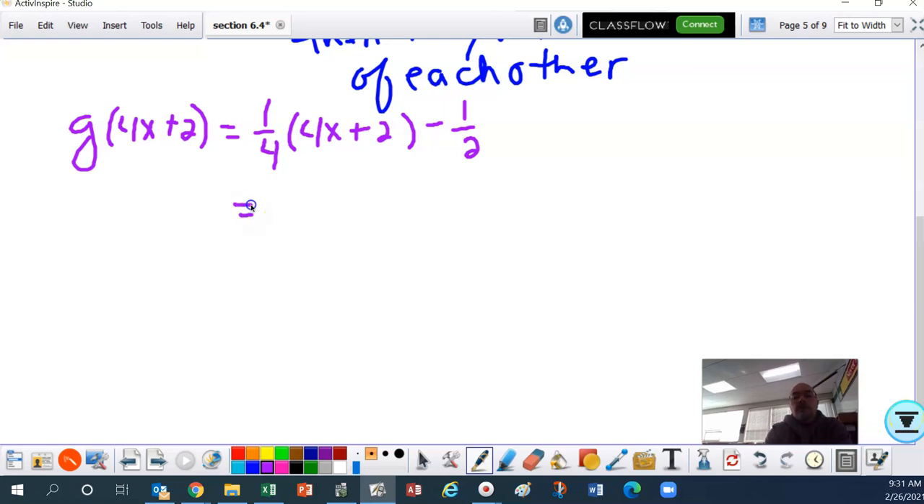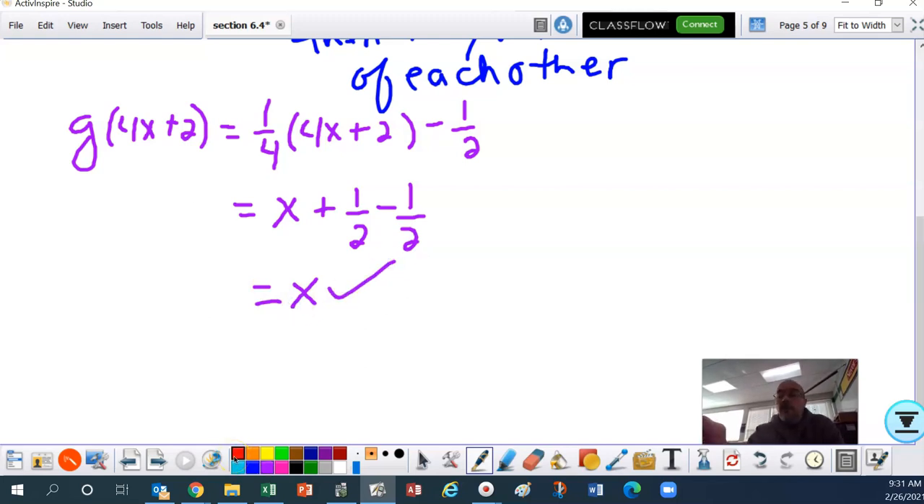Distribute. That would be 1/4 times 4 is 1, so that's x. And then 1/4 times 2, that is 1/2, minus 1/2. Well, 1/2 minus 1/2 is 0, so that is x. Hey, check. All right, now I'm going to do the other one.